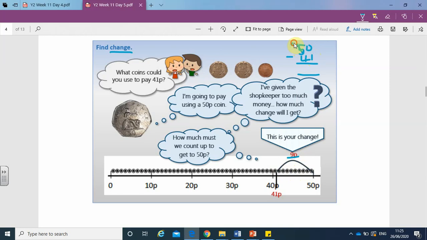So make that into a 4. 10 take away 1 is 9. 4 take 4 is 0. 9 pence. Don't know about you, year 2, I find this way easier. But it's up to you what you find easy. If you want to count back on a number line, I've no problem with that.